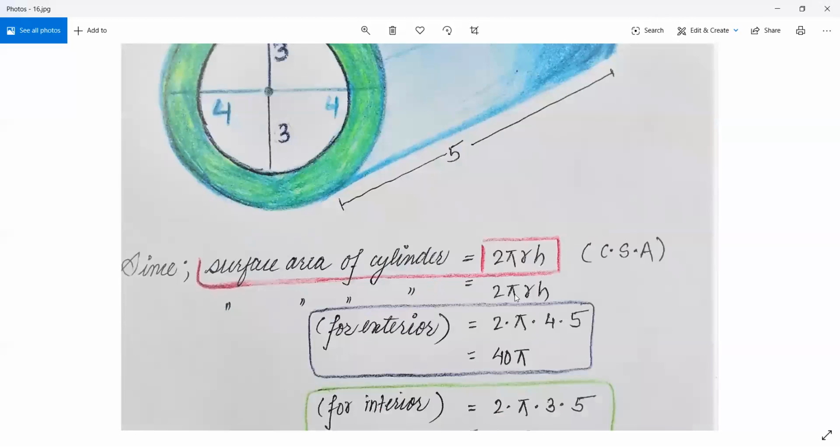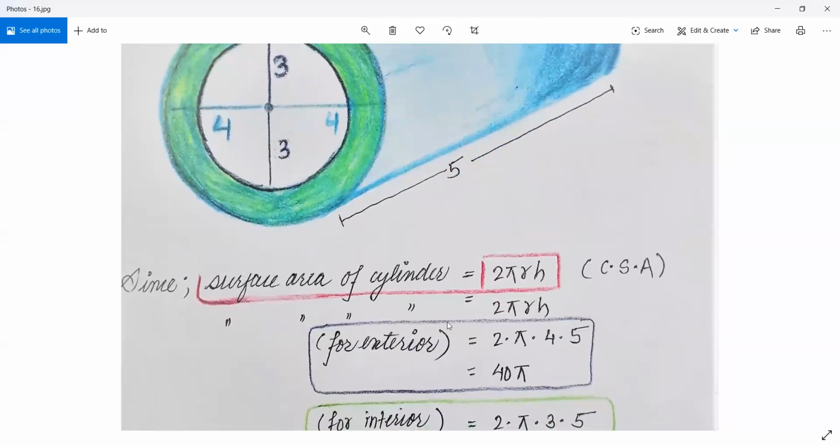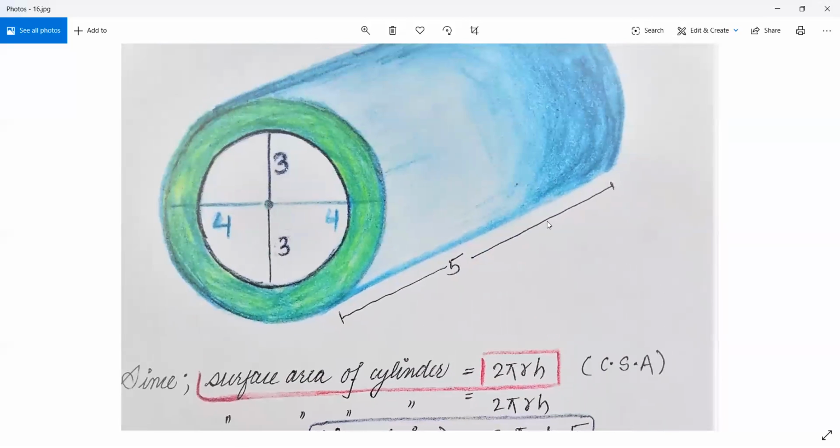Similarly, for the exterior part, when you find the curved surface area, the radius is 4, and the height will be 5. So 2 pi r h will give you 40 pi, right? Again, the question has asked you about the curved surface area.